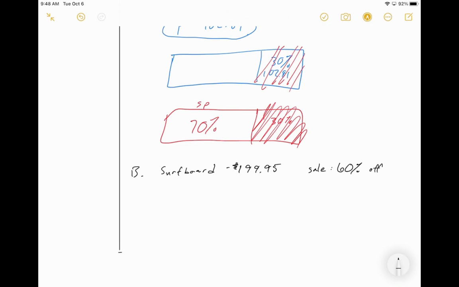P is equal to $79.98. Now you might say, Mr. Leong, don't you have to subtract that or something? No, you don't have to subtract it. That's the final answer. That's the sales price. So the cool thing about this method is it takes you right to the end.